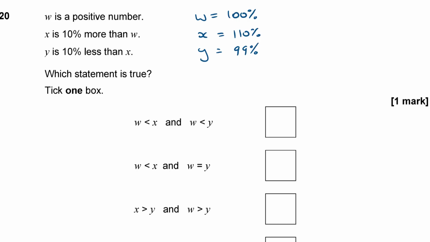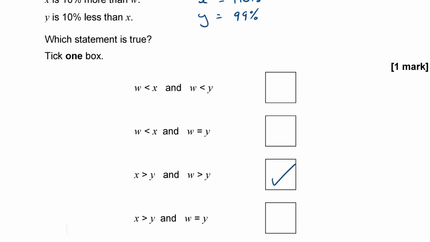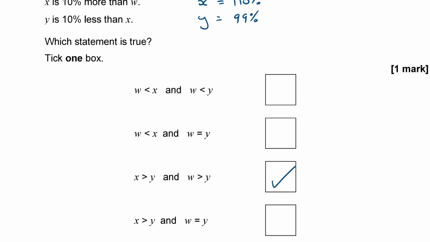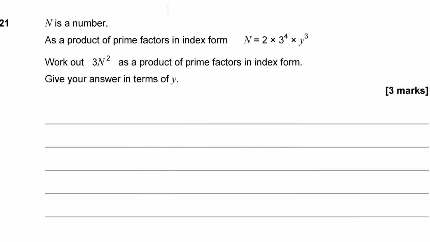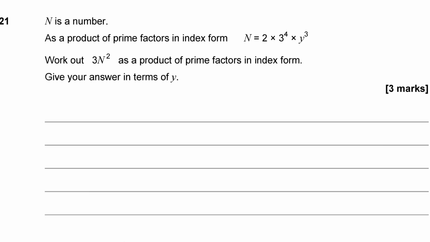Which statement is true? Tick one box. Is W less than X? Yes. And is W less than Y? No, that's not true. Is W less than X? Yes. Is W equal to Y? No. Is X greater than Y? Yes. Is W greater than Y? Yes. It's that one, isn't it? Let's just double check the last one. Is X greater than Y? Yes. Is W equal to Y? No. So it is just that one there then.